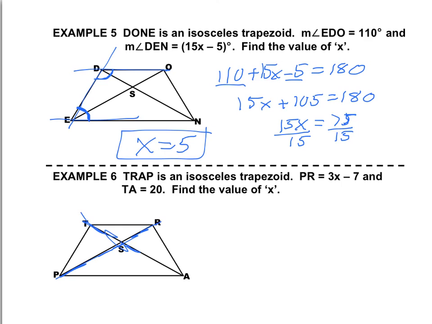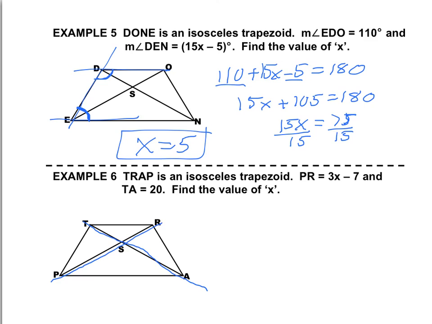TA is this. Wow, that was really awful. Let's try that again. Okay, sorry, I had to erase them both. Let's try this again. PR is this diagonal. TA is this one. My goodness, I must be getting tired or something.